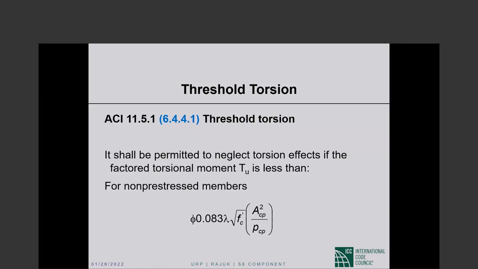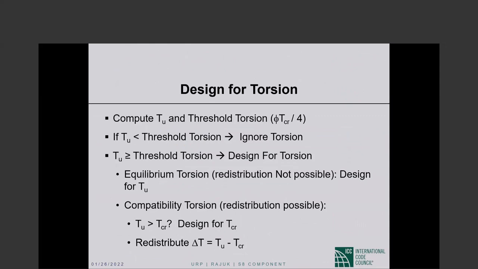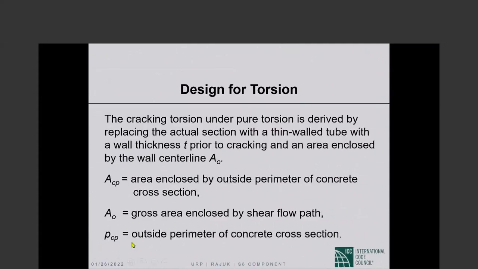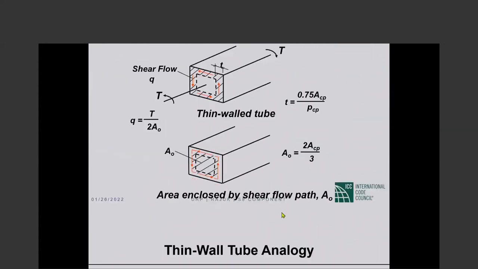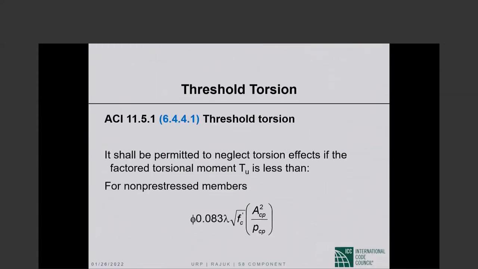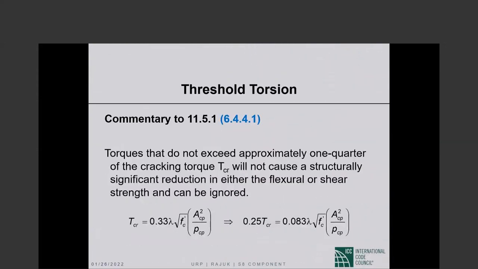Okay, so P sub Cp is the outside perimeter of the concrete cross section, and A sub Cp is the area enclosed by the outside perimeter of the concrete cross section. Very important notation that we have to keep in mind, because that will be carried throughout. So threshold torsion for non-pre-stressed members is given by this expression, and this is 1/4 of the cracking torque. Cracking torque happens to be 4 square root of F sub C prime A sub Cp squared by P sub Cp. 1/4 of that is the threshold torsion.